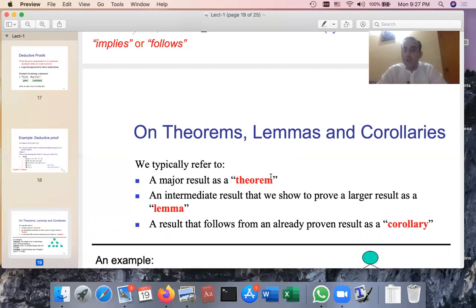So similarly, the corollary is a small definition, you can say, a small result, that you can use to again prove the theorem, or lemmas also you can use. So a corollary can be used to prove a theorem or lemma, but in a very short definition.